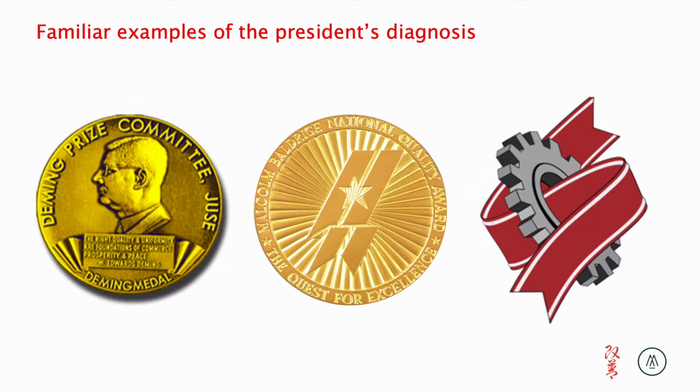And on the right-hand side, you'll see the Shingo Prize, a more recent addition to the panoply of quality and productivity prizes. There are many other examples that we could name. These are probably the three most familiar systems in the United States. All of these prizes utilize the methodologies which we now refer to as the President's Diagnosis, which arose in Japan in the late 50s, many years ago.